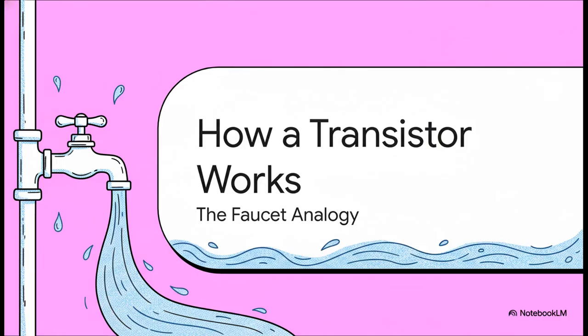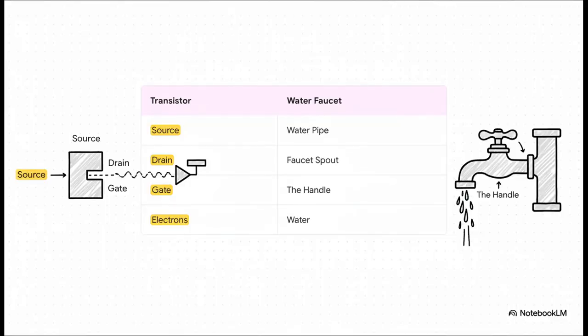So how does this tiny electrical switch actually work? To really get it, let's use an analogy that makes it super clear. For just a minute, I want you to forget all about electricity and just picture a simple water faucet in your kitchen. Okay, look at how perfectly this maps out. In our transistor, you've got something called the source. Think of that as the main water pipe coming into your house. Then you've got the drain, which is just like the spout of the faucet. And here's the most important part, the gate. The gate is the handle.